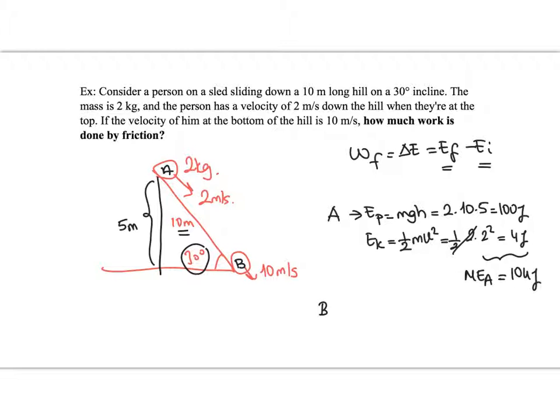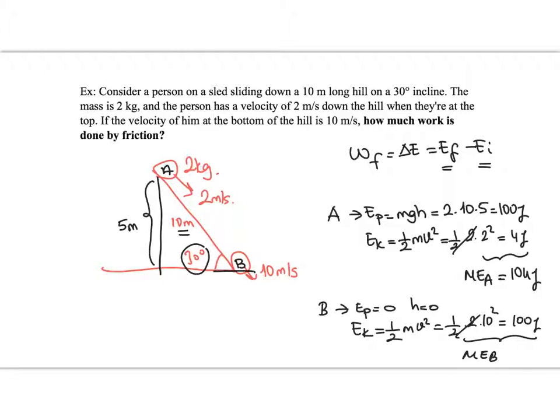At position B, it has no potential energy because the height is equal to 0. It has just the kinetic energy, which is equal to 1/2 mv squared, 1/2 times 2 times 10 squared, so 100 joules. So the total mechanical energy at B is equal to 100 joules.